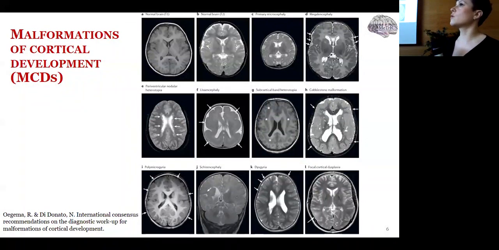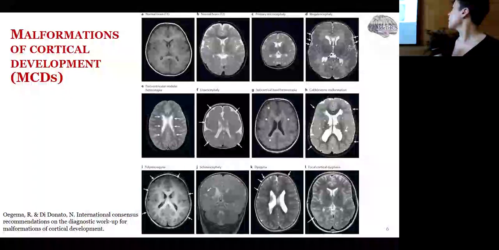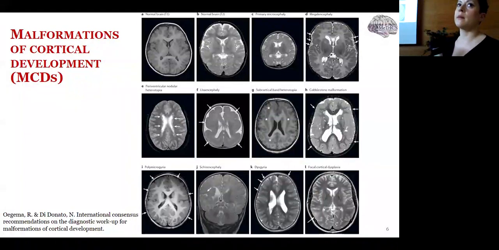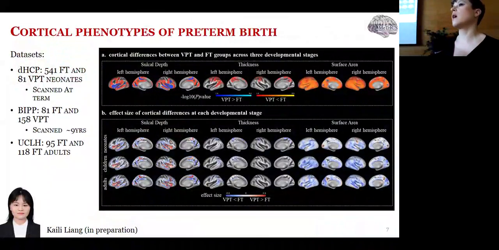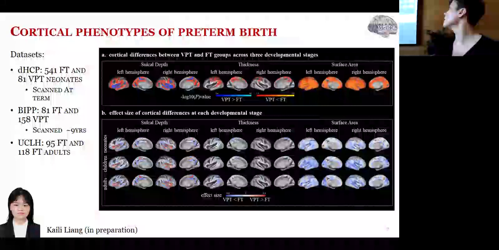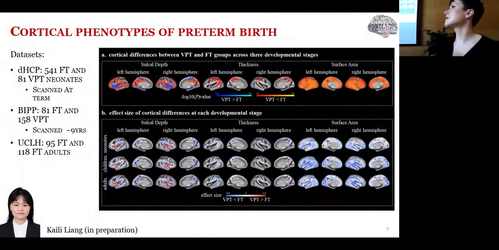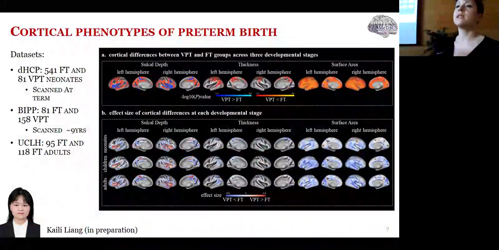There are different types with different causes during development, but all are associated with drug-resistant childhood epilepsy. So it's really important to be able to find these, but they can be very difficult to see. But with the exception perhaps of polymicrogyria and focal cortical dysplasias, many of these MCDs are already visible on an ultrasound.